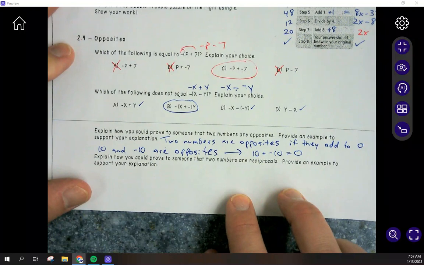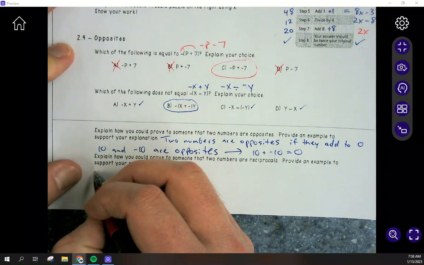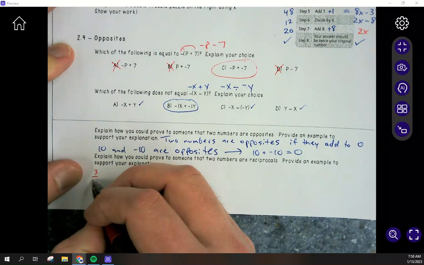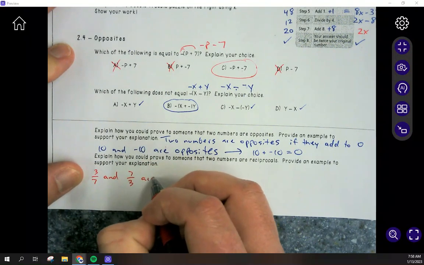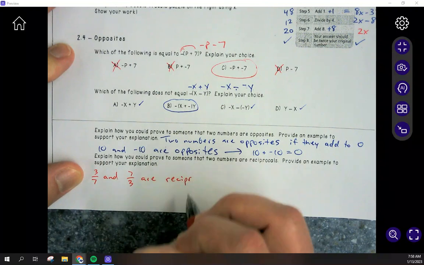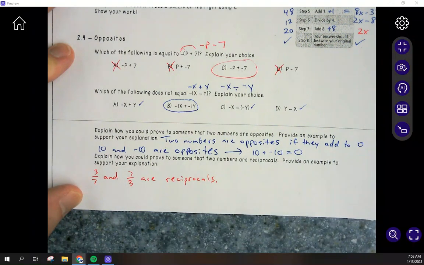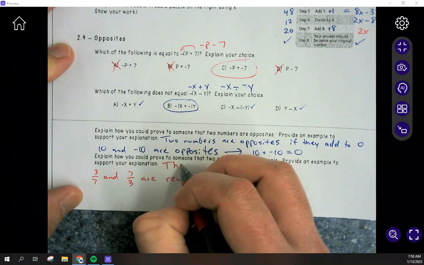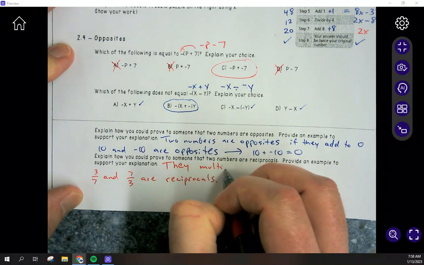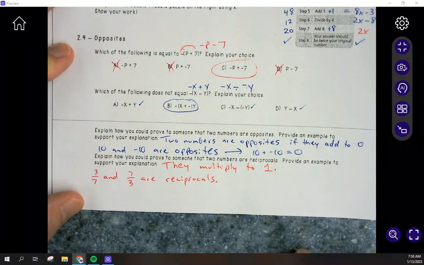Okay, explain how you could prove to someone that two numbers are reciprocals. So reciprocals are like the flipped fraction. So let's see, 3/7 and 7/3 are reciprocals. You might not remember that from chapter 2. Okay, the way you prove it is they multiply to 1. So they don't multiply to 0, they multiply to 1.